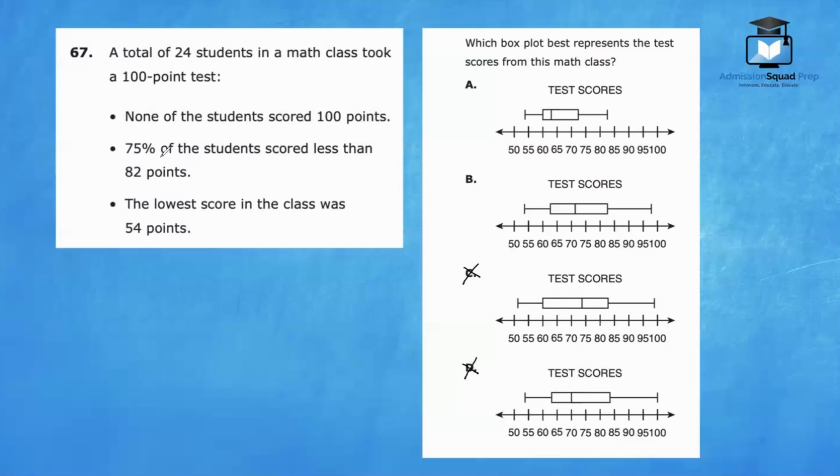The third piece of information that I would work with is this second piece right here. 75% of the students scored less than 82 points. So that's going to be from the third quartile backwards. So I would look for this vertical line to the right of the box to be positioned at 82 points. And it's not. For answer choice A, it's positioned at around 73. So A is incorrect. For answer choice B, the third line in the box is positioned at 82. So that means 75% of the students scored less than 82. So B is the correct answer.